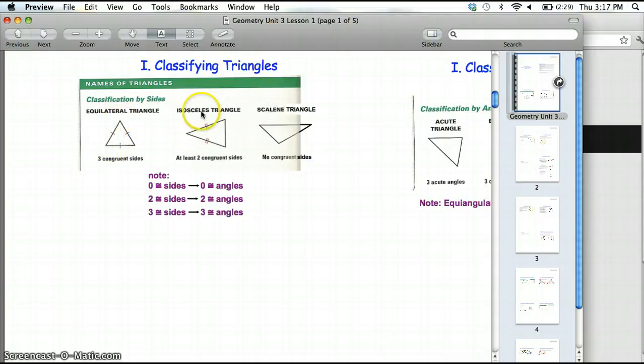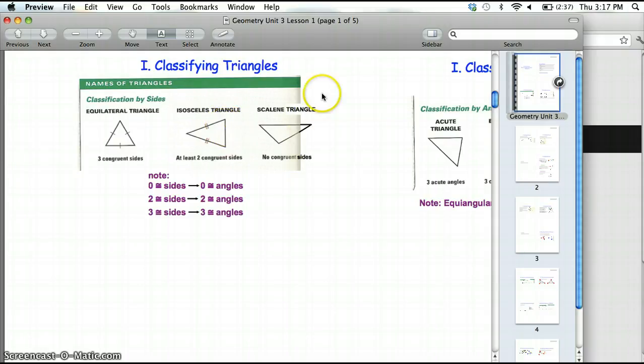Now isosceles triangles have two congruent sides. As you can see here, these red lines mean that they're congruent. So both of these sides are congruent, as well as the base angles.